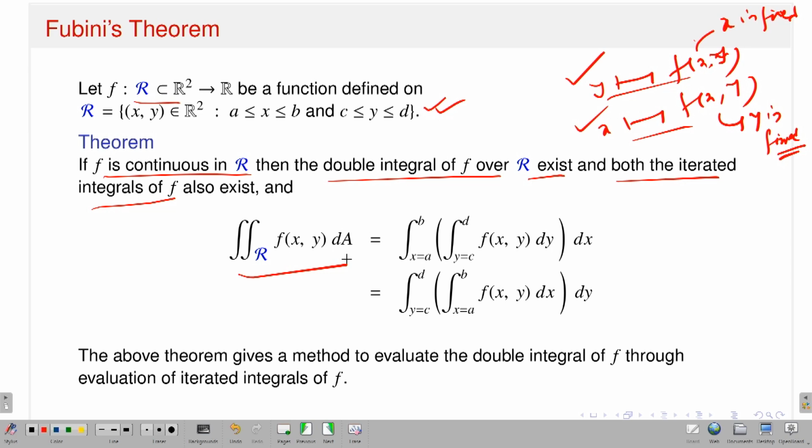That means it doesn't matter: I can perform the integration with respect to the y variable first and then the x variable, or the x variable first and then y. But it is very important to note that the function must be continuous. Continuity is a very strong assumption. Continuity implies the double integral exists, the iterated integrals also exist, and the value of the double integral is the same as the value of the iterated integrals. That is called Fubini's theorem.